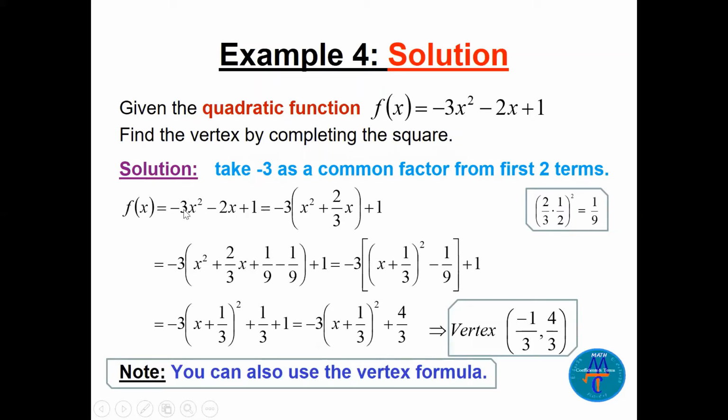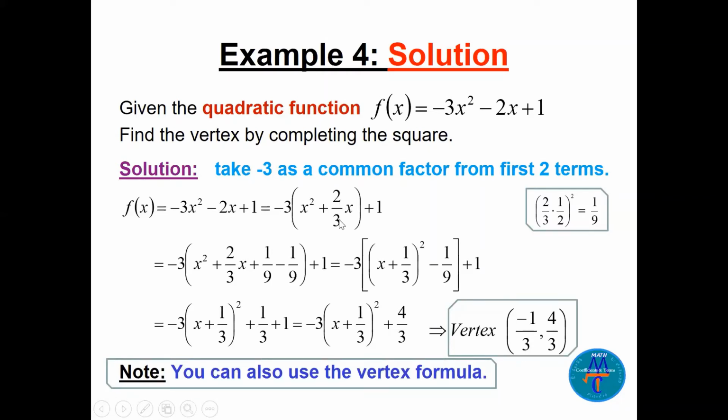If you take minus 3 out from there, because the leading coefficient must be 1. Minus 2x, if you take out minus 3, the sign will change. It will be plus 2 over 3. Just to make sure, multiply minus 3 times this. Minus 3 times 2 over 3, cancel the 3, becomes minus 2. So that's correct. If you take minus 3 as a common factor, inside it should be 2 over 3 x.